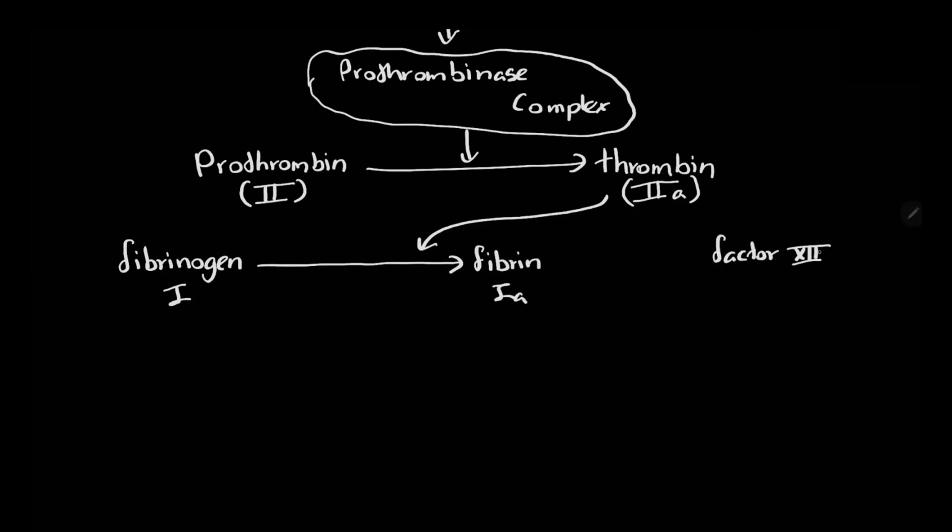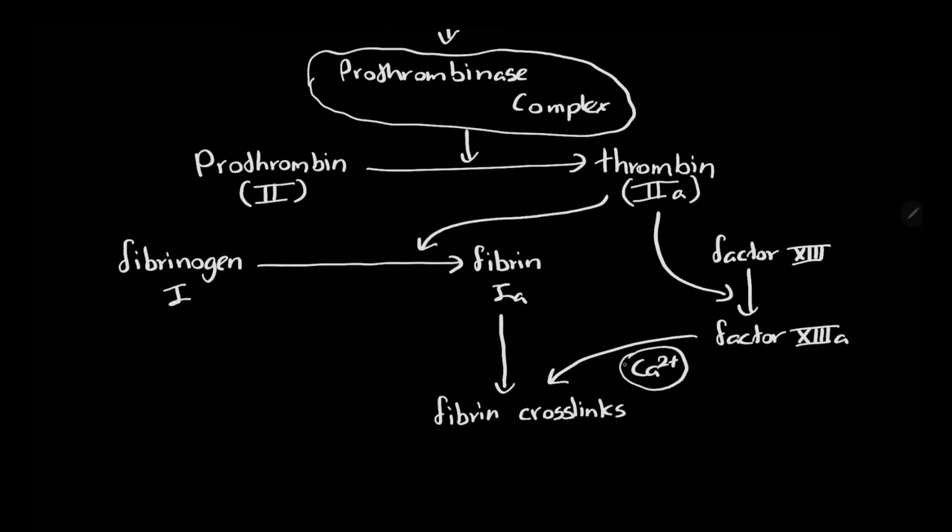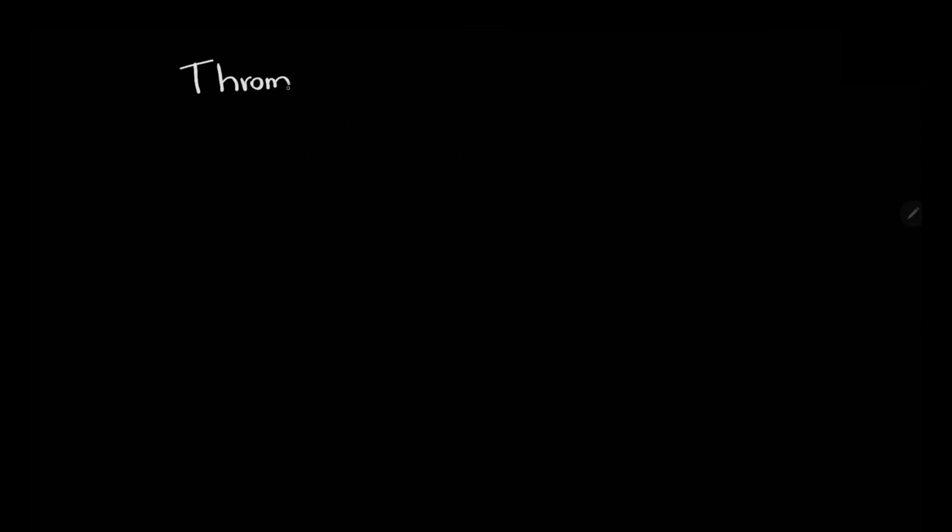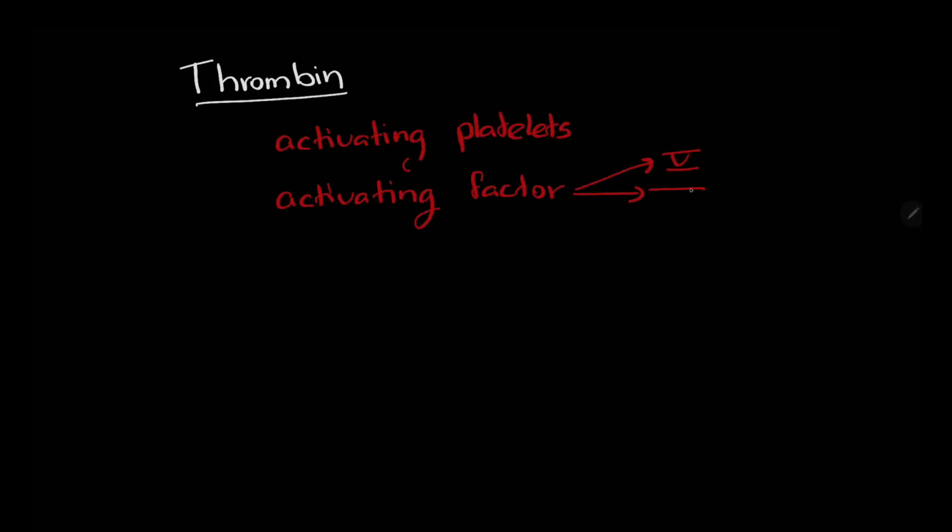Also, thrombin cleaves factor 13 into active factor 13, which binds with calcium and creates fibrin crosslinks to stabilize the clot. Thrombin has several functions, as you see: activating platelets, and activating factor 5, 8, and 9.